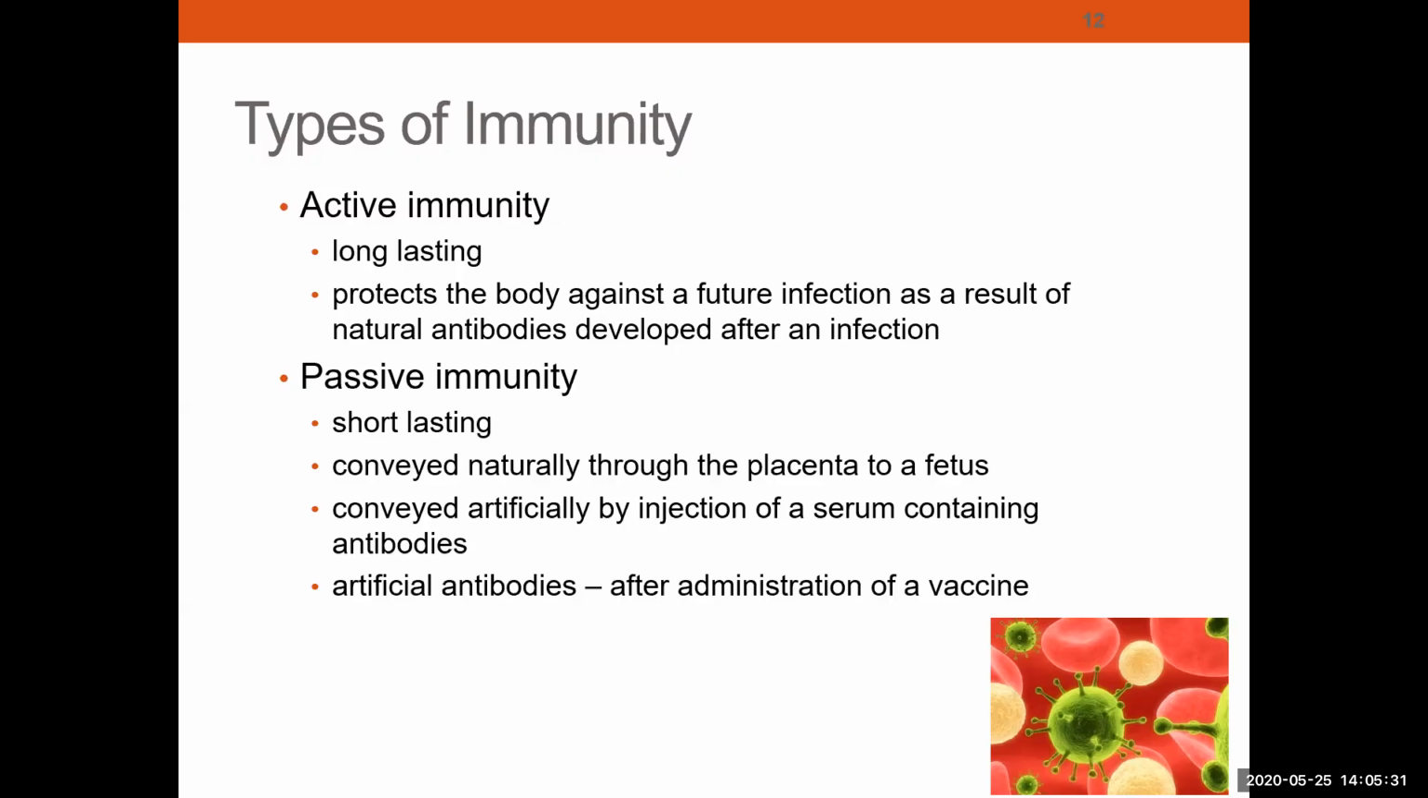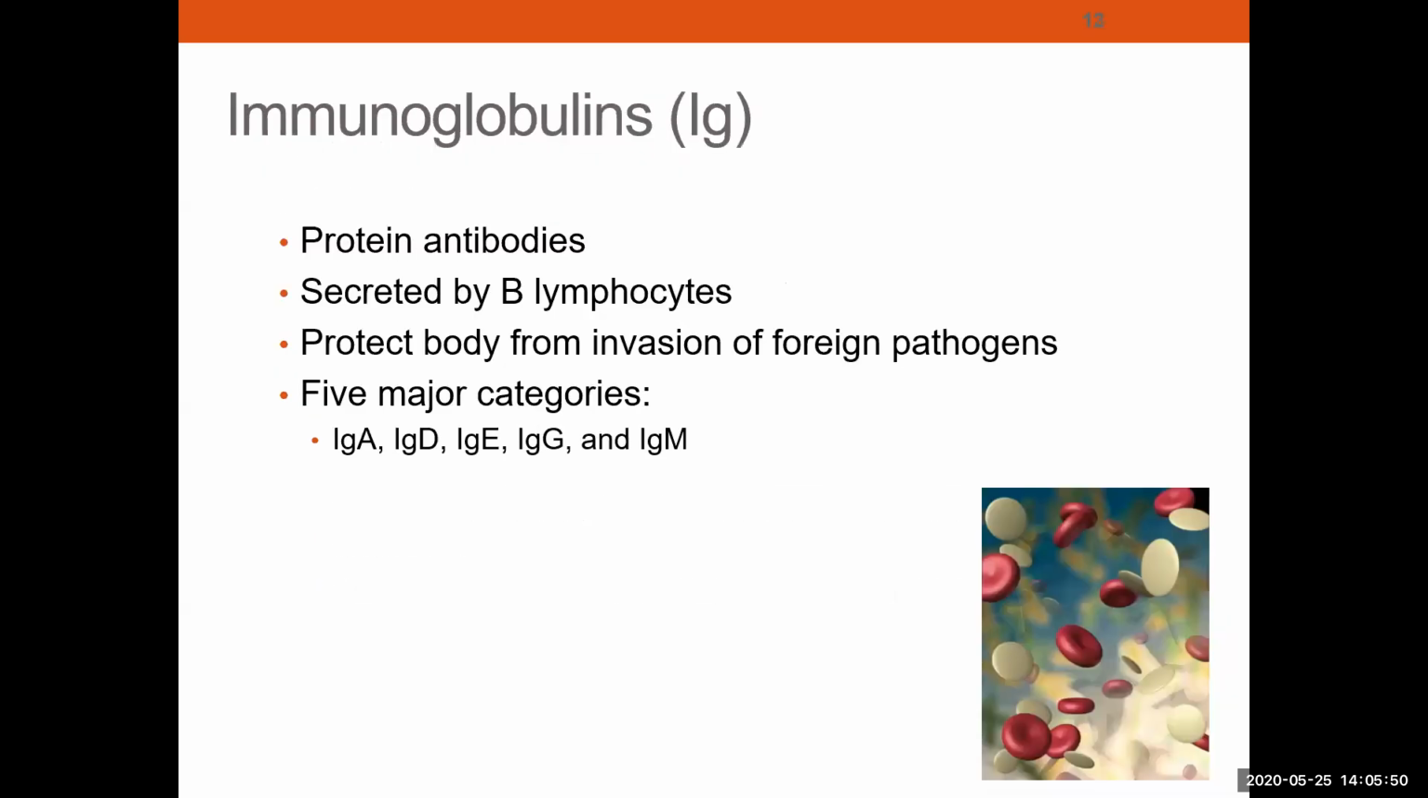Versus passive immunity, which is short-lasting, conveyed naturally through the placenta to a fetus, or conveyed artificially by injection of an antibody, and artificial antibodies like a vaccine. So when we say we get a flu shot every year, it's passive, it's short-lasting, it's only going to cover for a short time frame, if at all.